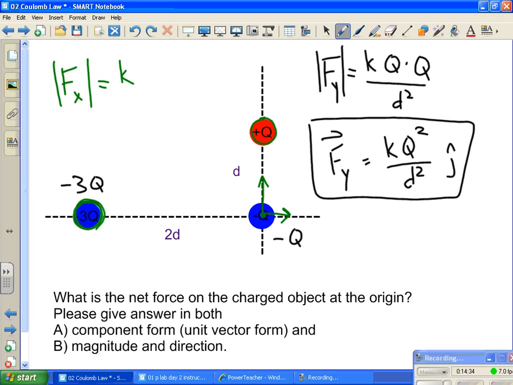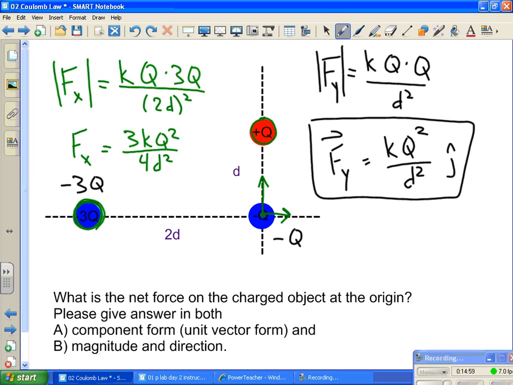I've got K times the first charge times the second charge, just like with gravity, it really doesn't matter what order, and dividing by that distance squared. Now I'm squaring 2d, so when I calculate that, I get 3kq squared in my numerator and 4d squared for a denominator. And thinking about the direction, that's to the right, along the positive x-axis. So i hat gives me a vector statement, and there we go.